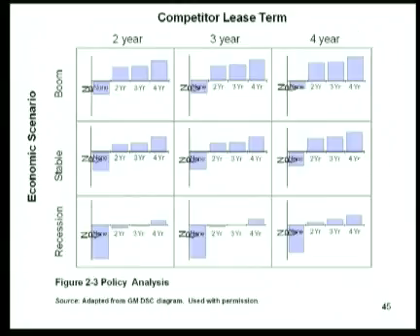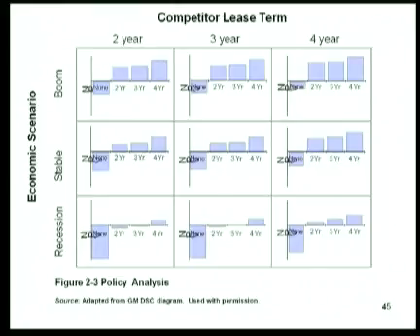Then they showed different strategies, different policy options, with the model developed, and they had different assumptions. The assumptions are shown here along the rows of this matrix. The economic scenarios being future: were they going to be in a recession? Are they going to have a stable economic environment? Or are they going to be boom years?